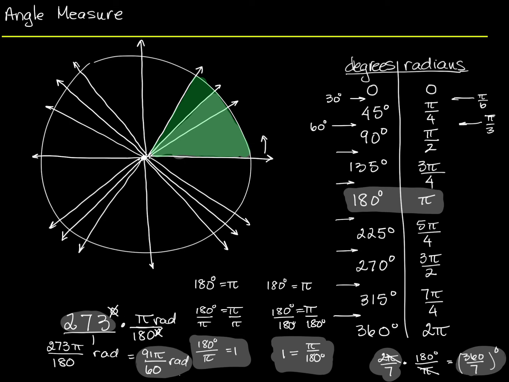If I have radians in my problem, if I have a pi in my problem, I'm going to want to cancel the pi's. So I'm going to use the 180 over pi version.